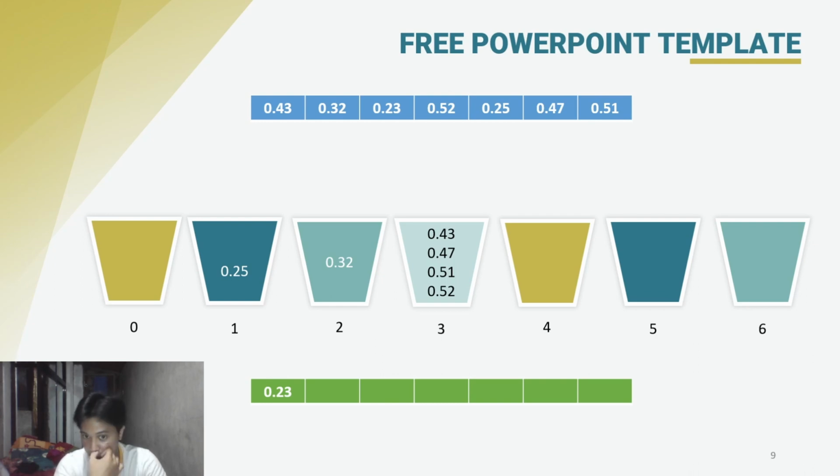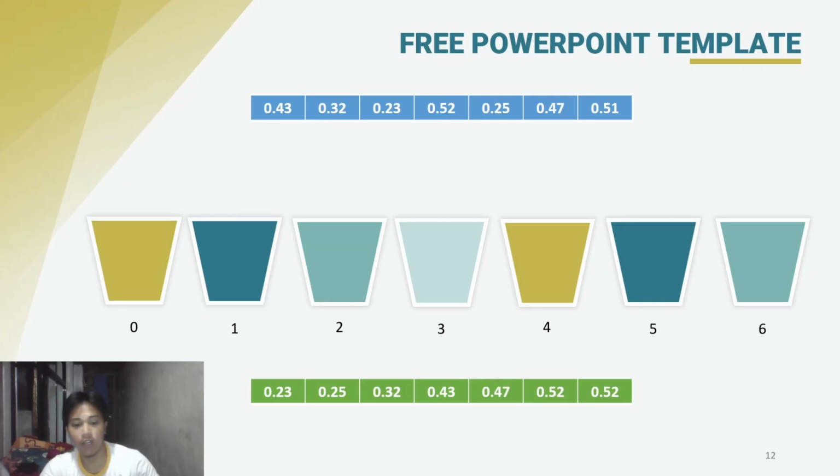And then it reads the first bucket, which is empty. At the next bucket, bucket 1, it takes 0.23. Then next, 0.25. Next is 0.32. Next are the four that were sorted. And that is the bucket sort algorithm.